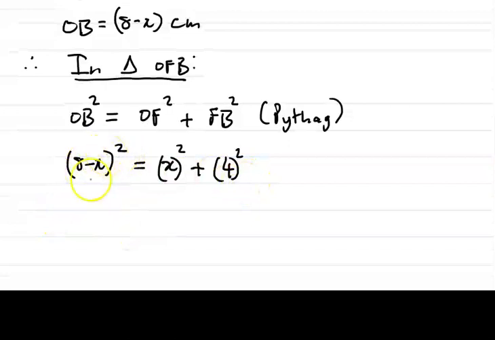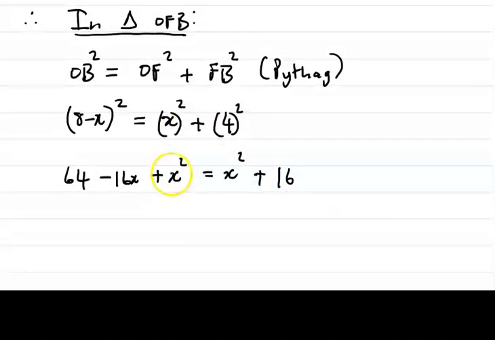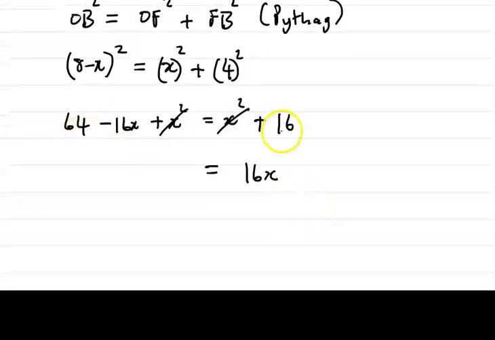So let's square this binomial. 8 squared is 64. Double the product of these two terms. So that will be 8 times minus x is minus 8x. Double it will be minus 16x. Minus x all squared plus x squared equals x squared, and 4 squared is positive 16. So what do you notice? X squared on both sides of the equation cancel. So we are left with negative 16x. If we bring it to the right hand side, it becomes positive 16x. 64 minus 16.